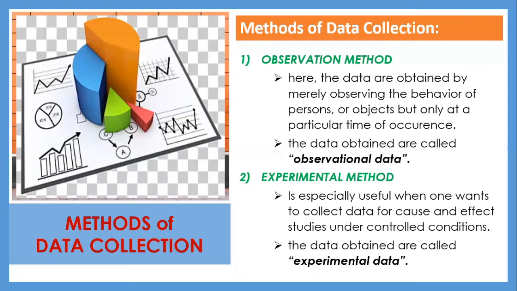And aside from observation method, we also have experimental method. In experimental method, it is especially useful when one wants to collect data for cause and effect studies under controlled conditions. And in this method, there is actual human interference with the conditions or situations that can affect the variable under study. And the data obtained in this method is called an experimental data.